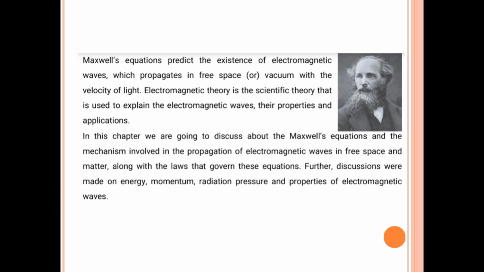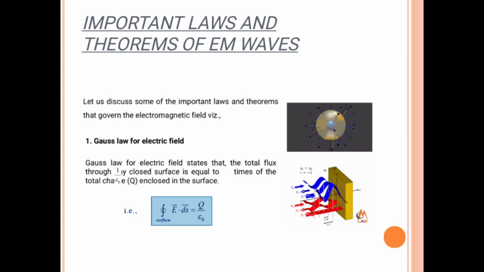There are 4 Maxwell equations. To find the 4 Maxwell equations, we need to know the important basic laws and theorems for electromagnetic waves. The first is the Gauss law for electric field. Everybody knows what Gauss law is.